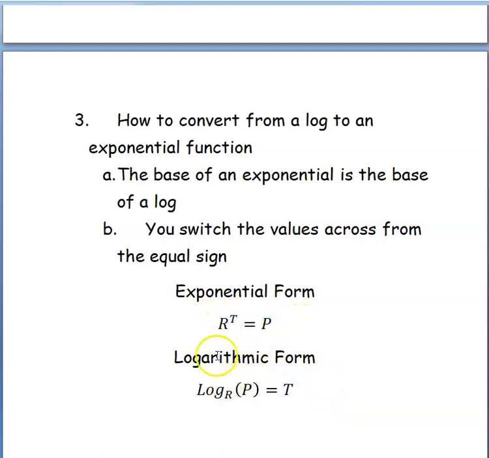The big key takeaway is this: r is always going to be your base, and these two things have to switch where they are in the equal sign. It's going to become very important when we do that later this chapter. Okay, we have to be able to convert from an exponential to a log.